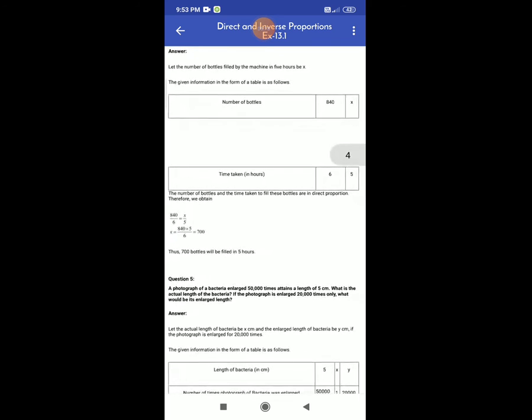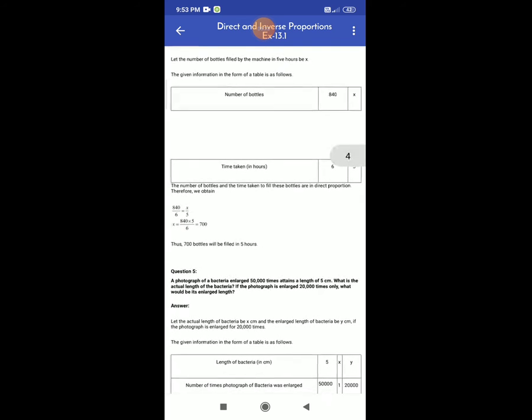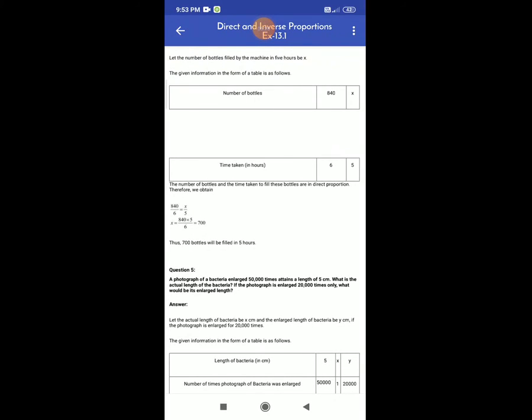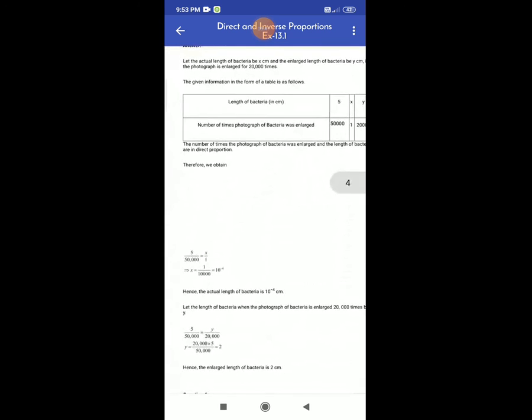The number of bottles and the time taken to fill these bottles are in direct proportion, and therefore we obtain 840 divided by 6 equal to x by 5. Therefore x is equal to 840 multiply 5 by 6, and finally we get 700. Thus 700 bottles will be filled in 5 hours. One more question is on your screen.